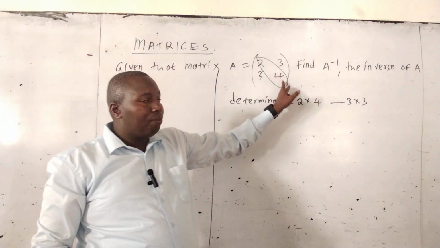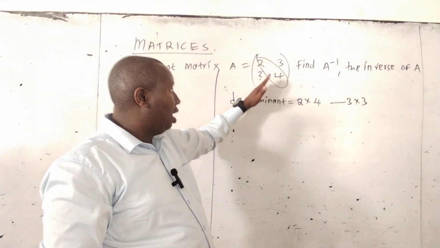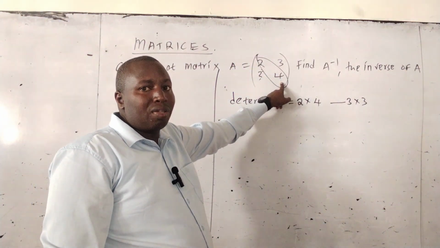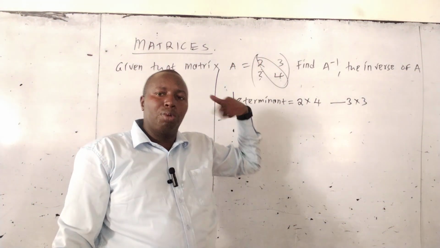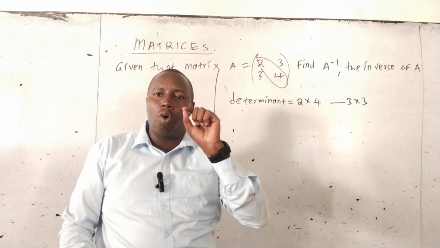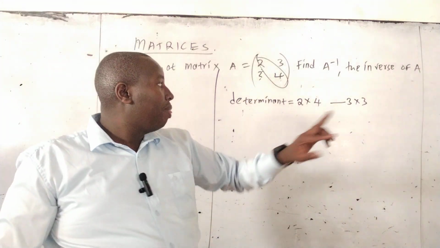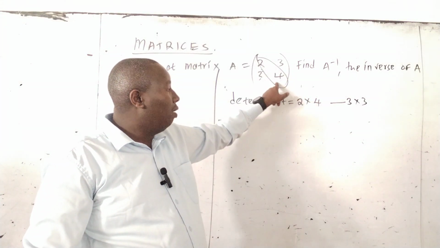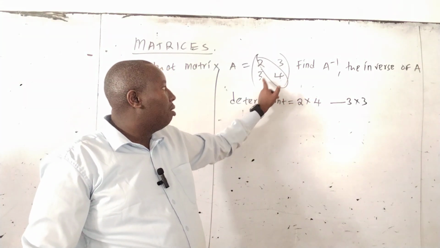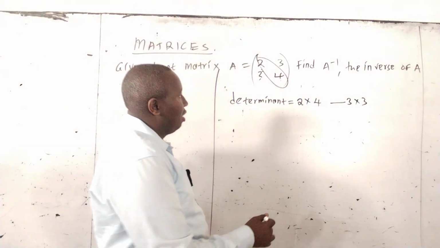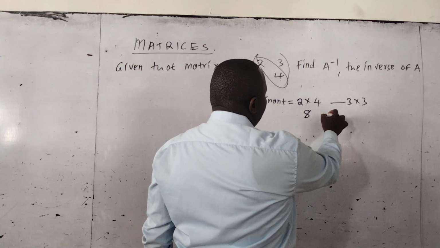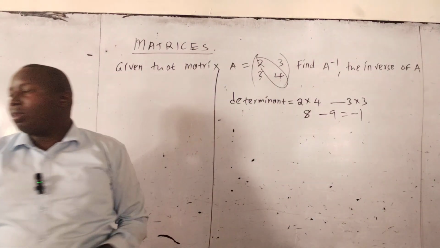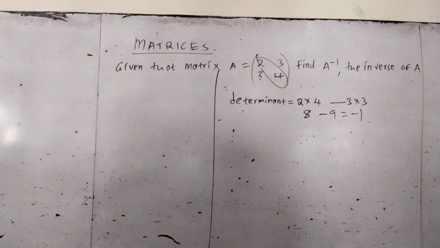The main diagonal is the one that is running from top left to bottom right. The other one we call the other diagonal. So when you want to find the determinant of the matrix, you get the product of the elements in the main diagonal minus the product in the other diagonal. So this one, you get 8 minus 9. That becomes minus 1. So that is the determinant of the matrix.